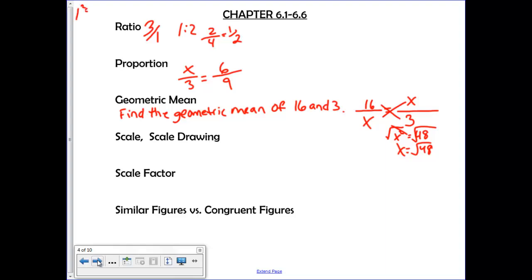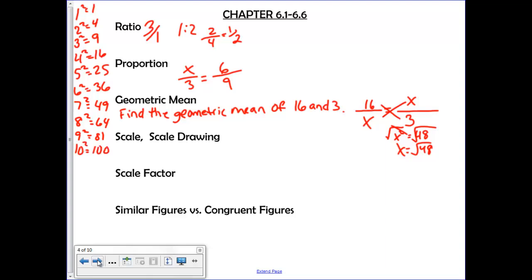If I have 1 squared, that is 1. 2 squared is 4. I'd probably put these on my paper, right? But you gotta have these down so you can type them in your calculator quick and go through. 7 squared is 49. 8 squared, 64, 9 squared, 81, 10 squared, 100. If we had to go higher, we could go higher.